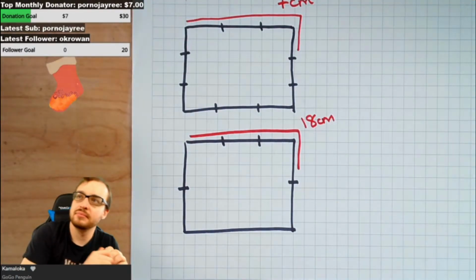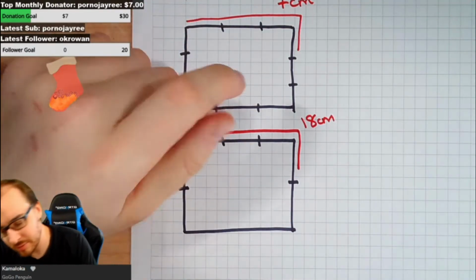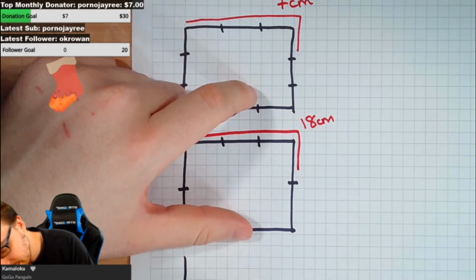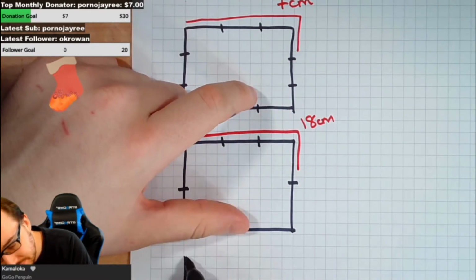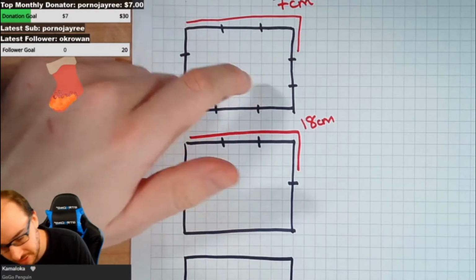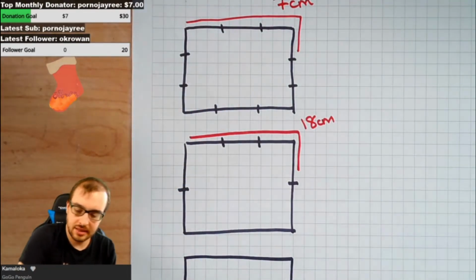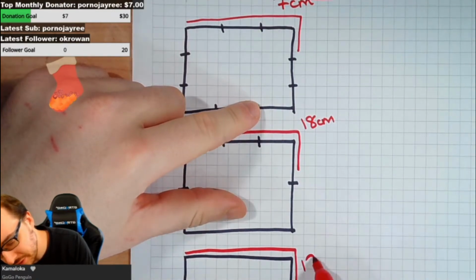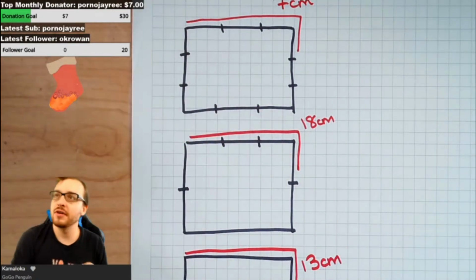And then we had another problem that was slightly different. Looked like this. It had no tick marks at all on it. And it said this much was 13 centimeters. And they wanted you to find the perimeter of each of these.